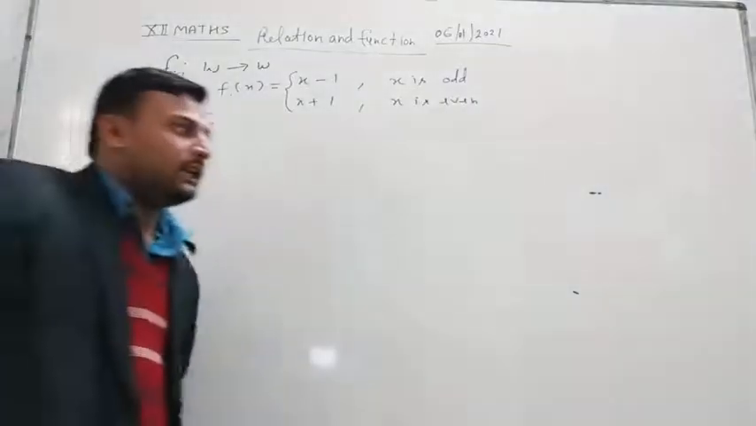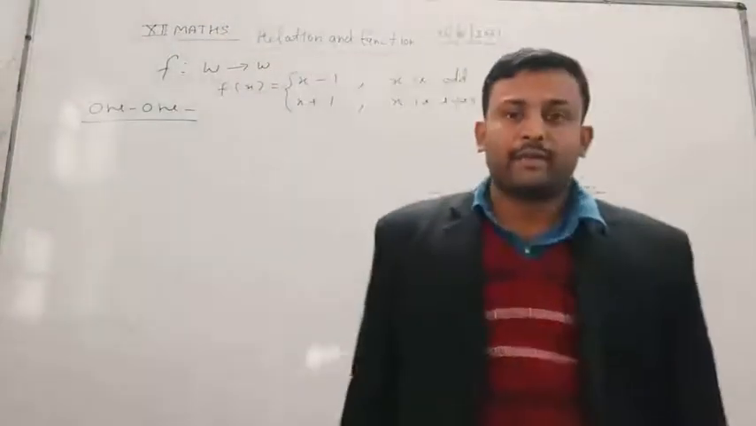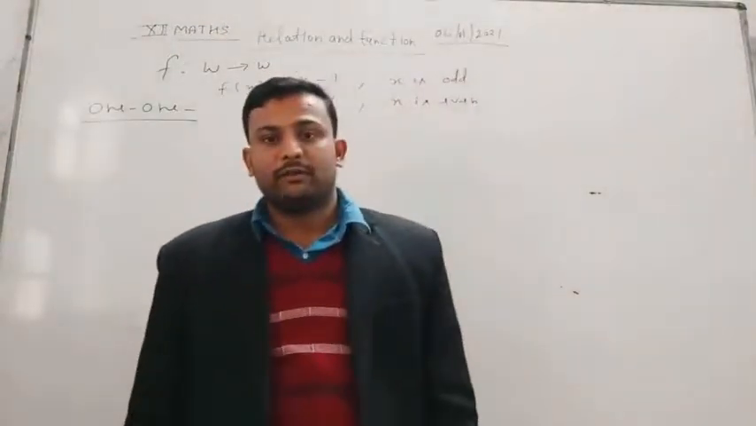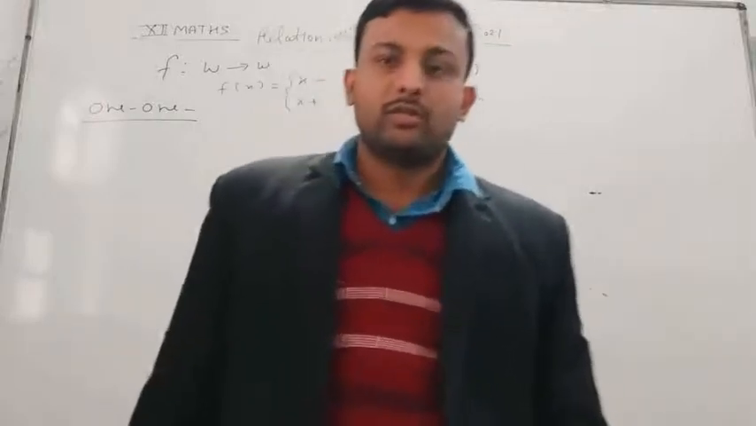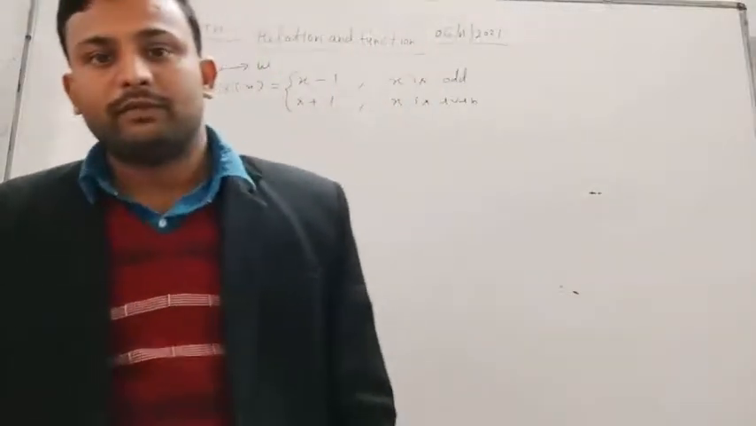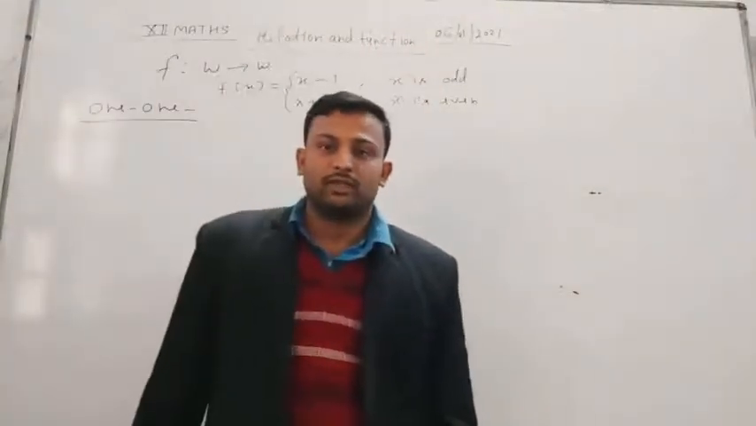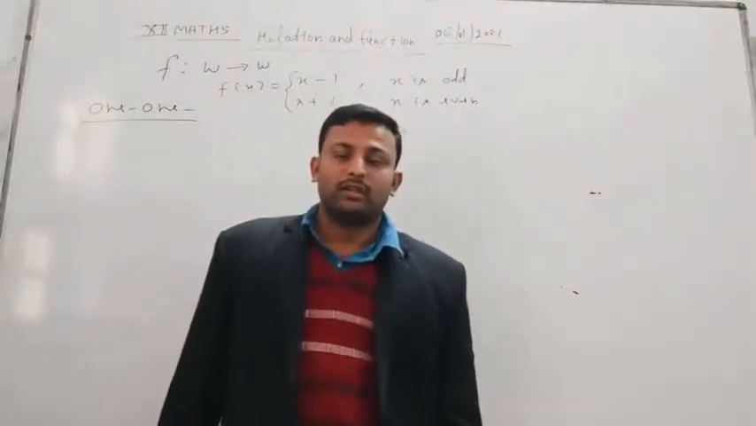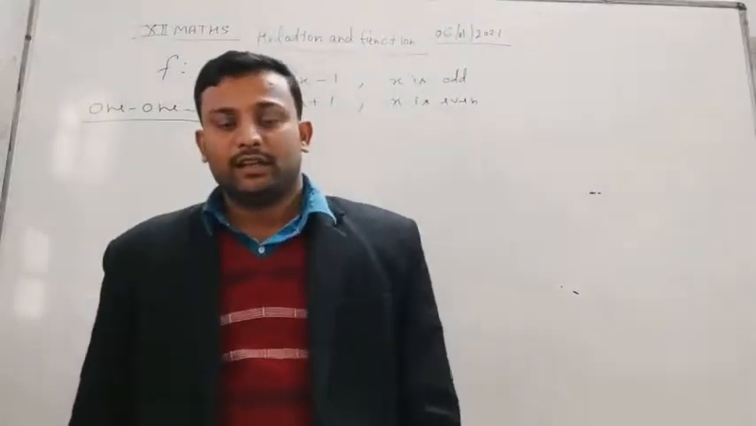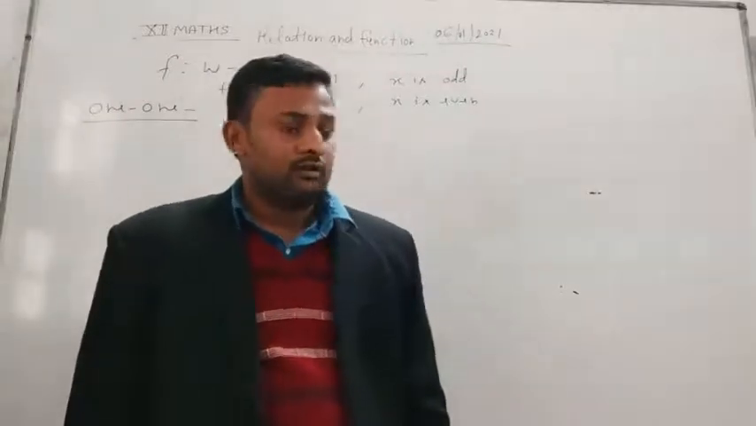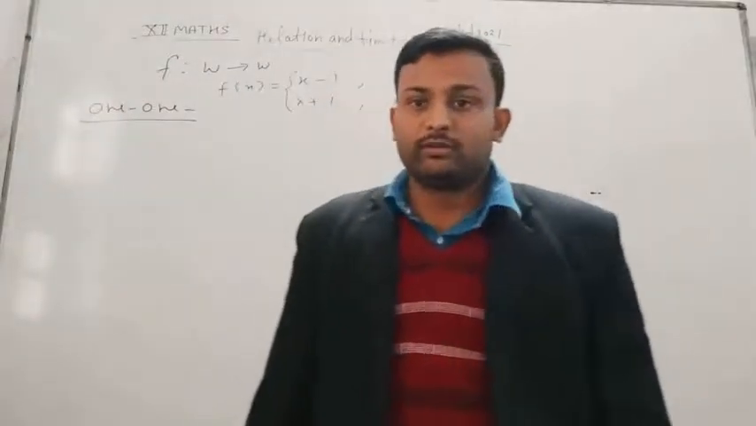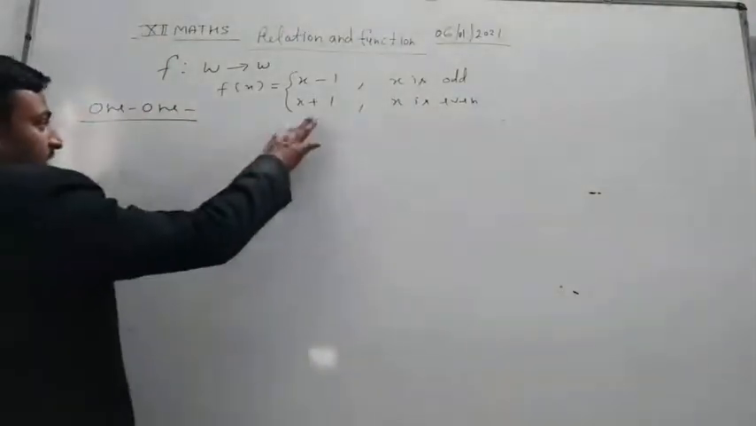Okay, student. And you know that if a function is bijective function, then it must be one-one function and onto function. Okay, student. So first of all, we will prove that this function is one-one and onto. Then on the basis of that, we can say that it will be our bijective function. Okay, student. So first we check that it is one-one or onto.